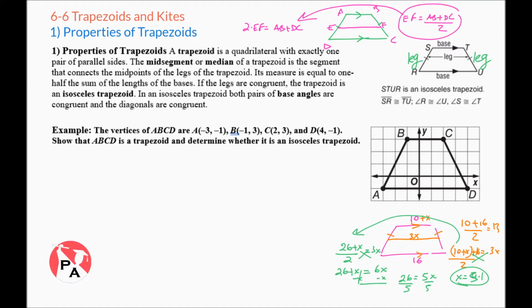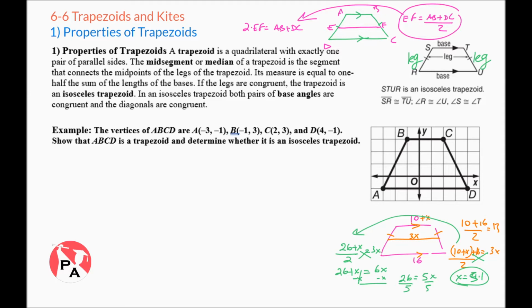Now, let's talk about this example over here. It says the vertices of ABCD are given. Show that ABCD is a trapezoid. So it is known that it is a trapezoid, but we need to show that and determine whether it is an isosceles trapezoid. In a trapezoid, the rule is that only one pair of sides is going to be parallel. If you look at the figure, BC and AD are parallel. That's obvious, but we need to show that by using the coordinates of the points.